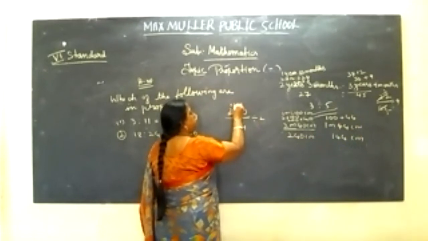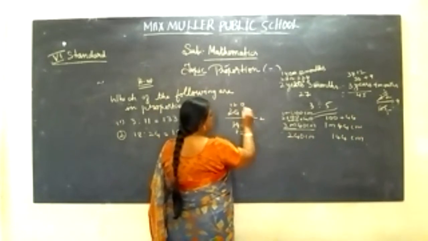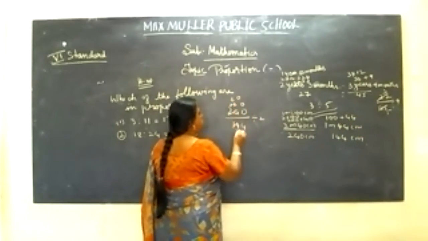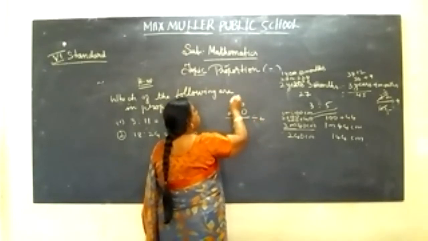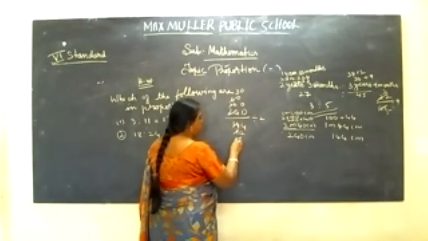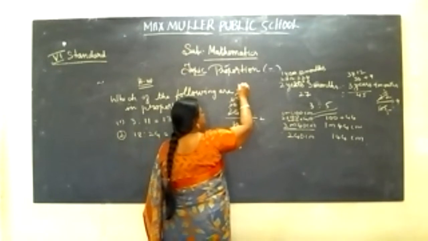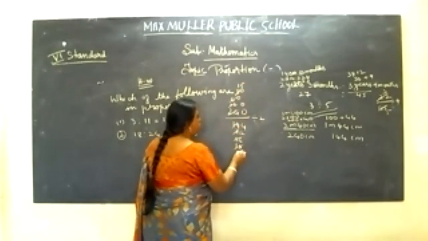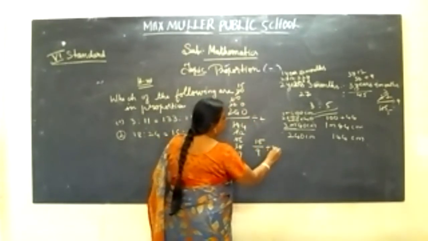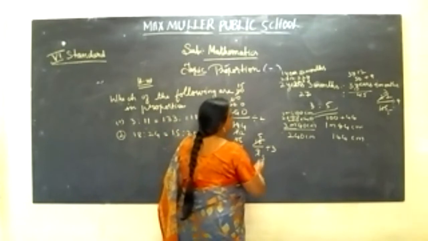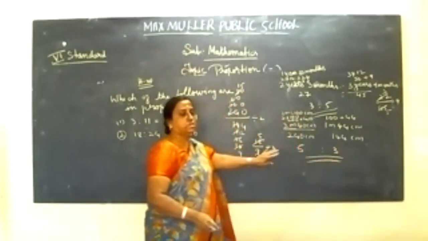240 divided by 2 is 120, 144 divided by 2 is 72. Again, divisible by 2: 60 and 36. Again, it is divisible by 2: 30 and 18. Again, both are divisible by 2: 15 and 9. Again we got 15 by 9. Both are divisible by 3. 3 fives are 15, 3 threes are 9. So what is the answer? 5 is to 3. Further we cannot simplify. So this is the answer.